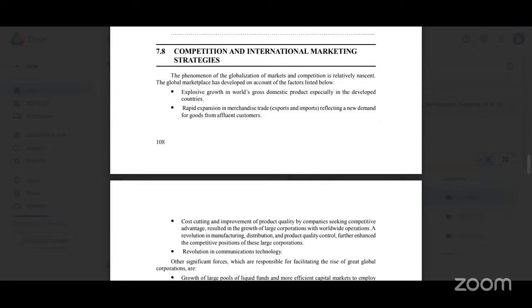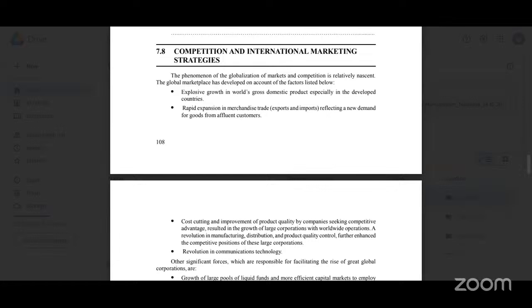We'll now move to competition and international marketing strategies. In terms of the globalization and competition that occurs because of the globalization of markets, this is relatively new. The global marketplace has developed on account of the factors listed below.